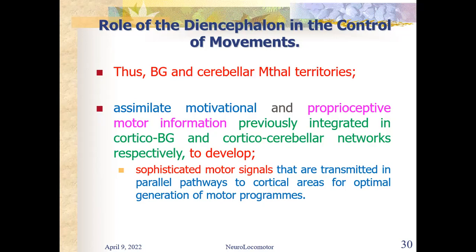So it assimilates some primitive motor commands and proprioceptive motor information. As it assimilates them, it generates sophisticated motor signals before transmitting them to the motor cortex. And the motor cortex will now execute the sophisticated motor signals that have been passed through the thalamus to the effector organs or the muscles for execution of movement.